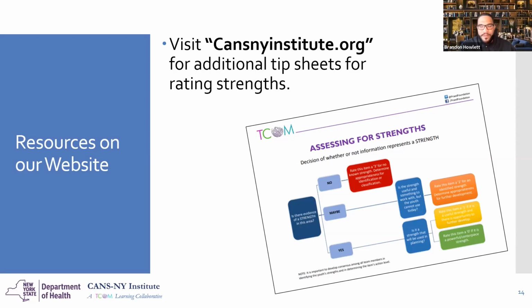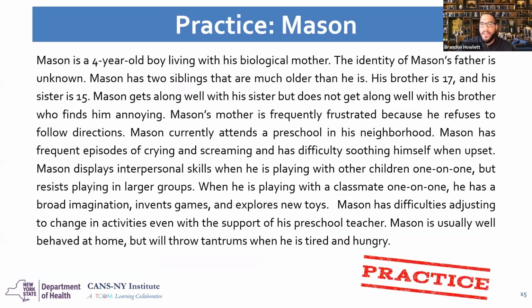All right, so we've talked a little bit about what strengths are, how to use strengths, what they look like for early childhood development. Let's practice. We're going to practice with a case vignette. This kid's name is Mason. I'm going to read Mason, ask you all a series of questions.